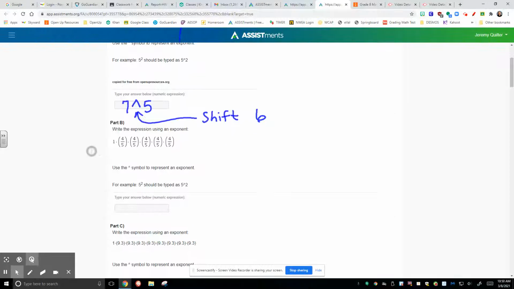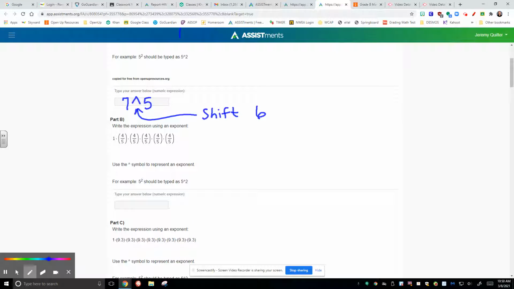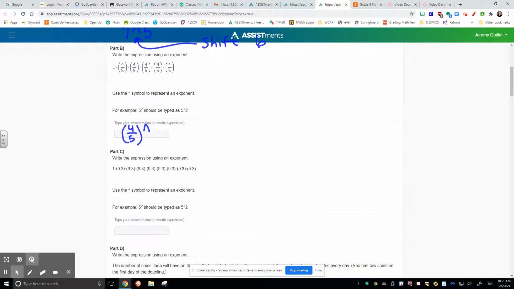This next one, you'll notice it's in parentheses to begin with. That means when you type your answer, you'll need to have 4/5 also in parentheses before you raise it to its appropriate power. This one that's a decimal, the exact same thing. The base, 9 3/10, will need to be in parentheses before you raise it to its power.